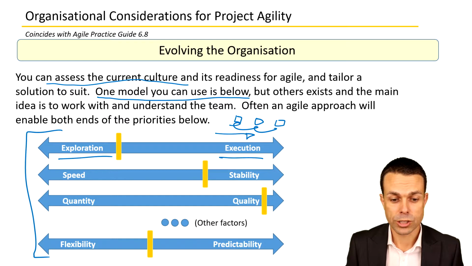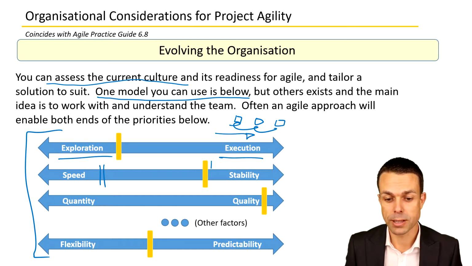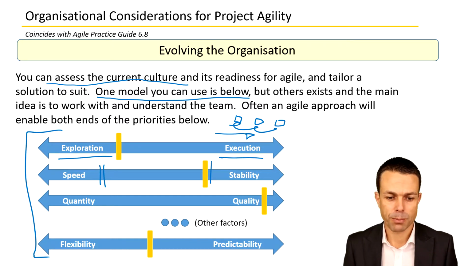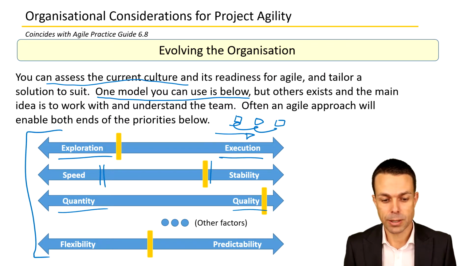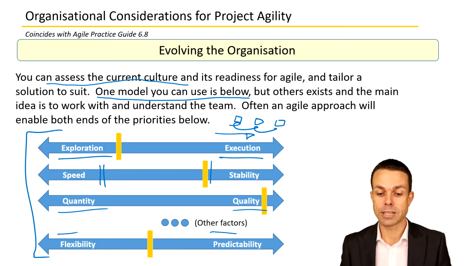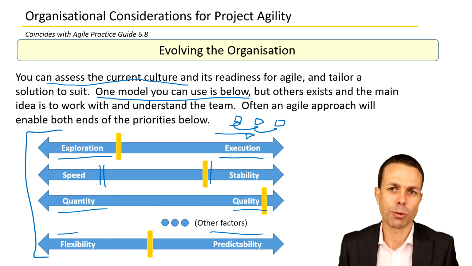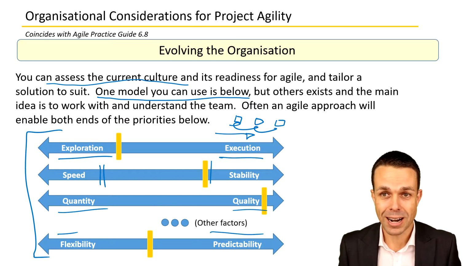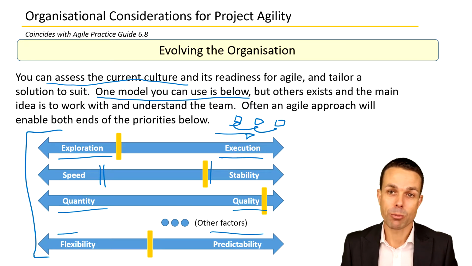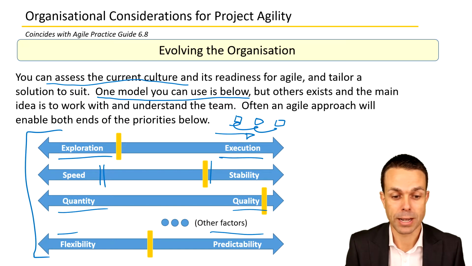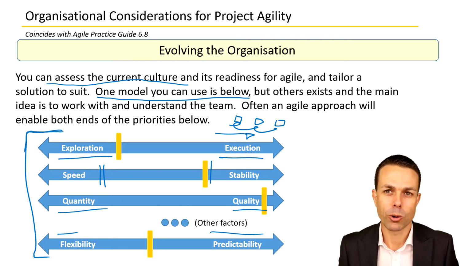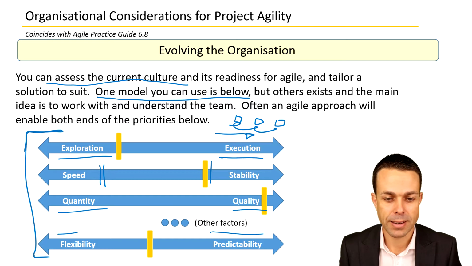Or maybe we want speed, or maybe we want stability in the team. Which one is more valuable? Maybe we want quantity, maybe we want quality, and maybe we want flexibility in our work, or maybe we want predictability in our work. This will just help us determine which of the Agile practices will be valuable from a team's perspective. You could use any framework really when you're figuring out this and what to use from an Agile perspective, but the key point is that we want to be understanding the team.